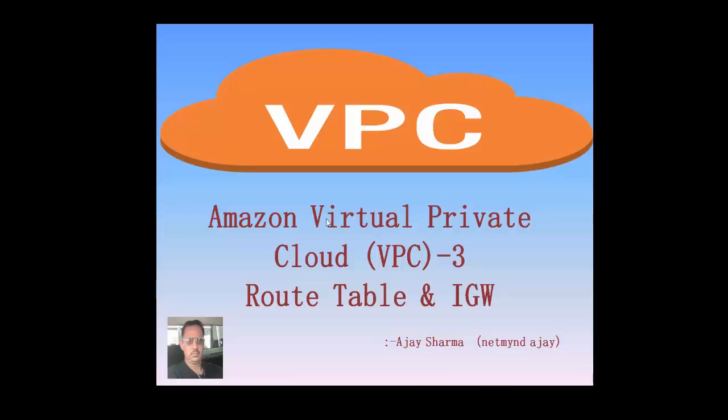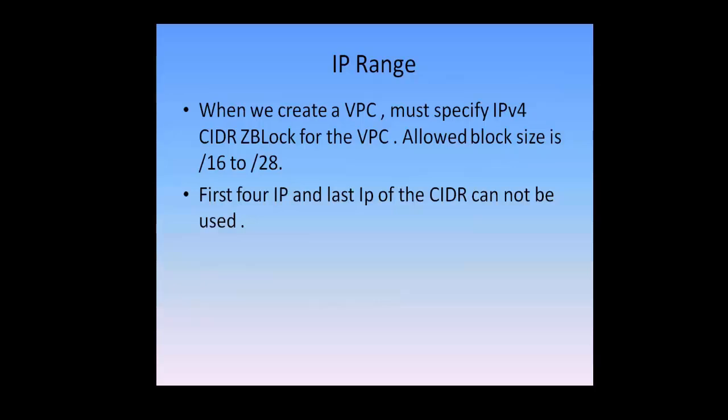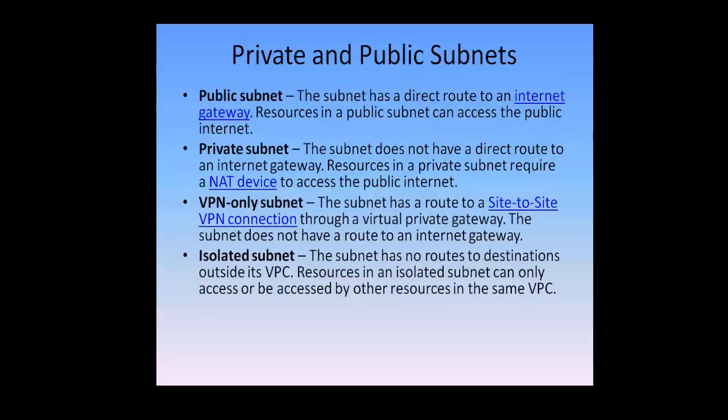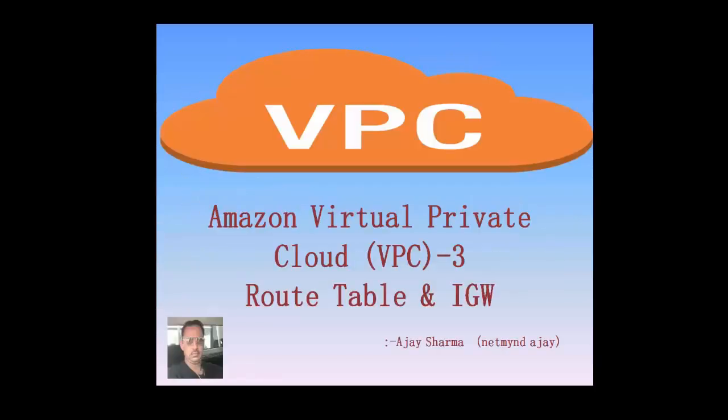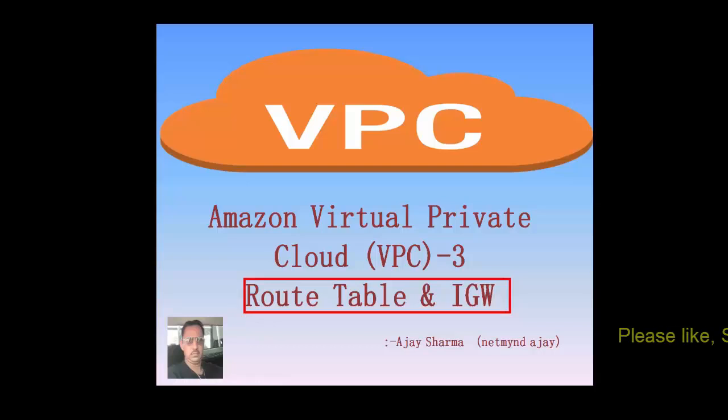So in this third part of VPC, Virtual Private Cloud. In our previous sessions, we have discussed so many components: IP ranges, IP subnets, public subnet, private subnet, custom VPC. We have discussed a lot. So in this session, we will discuss a very important topic, that is route table and internet gateway, the two major components of VPC.